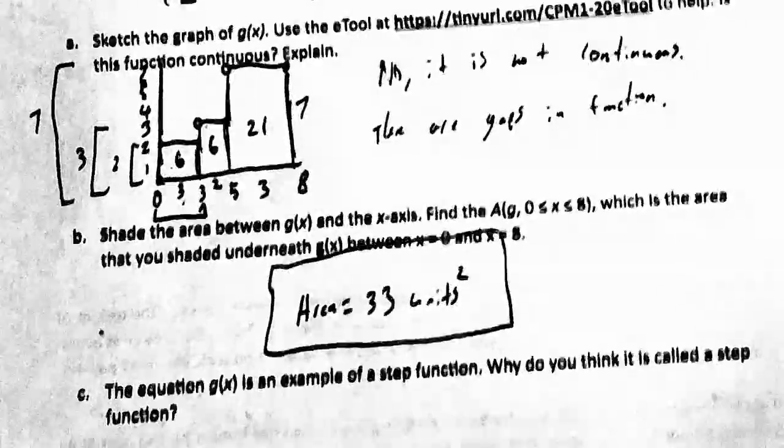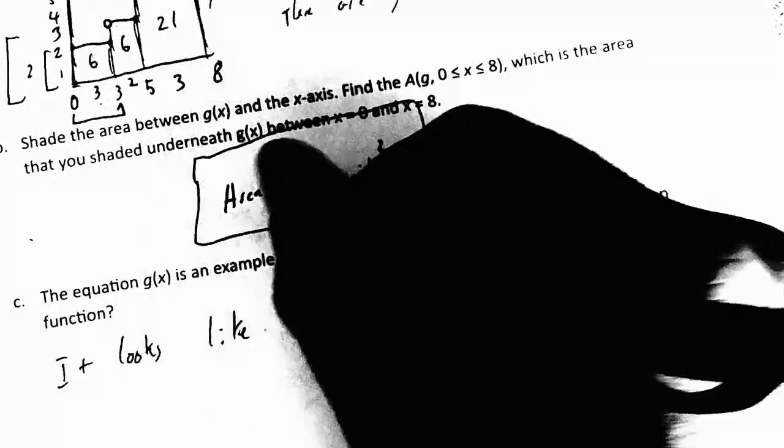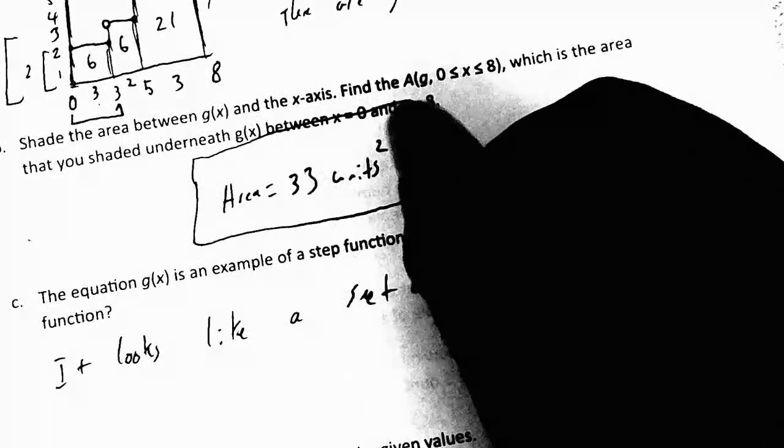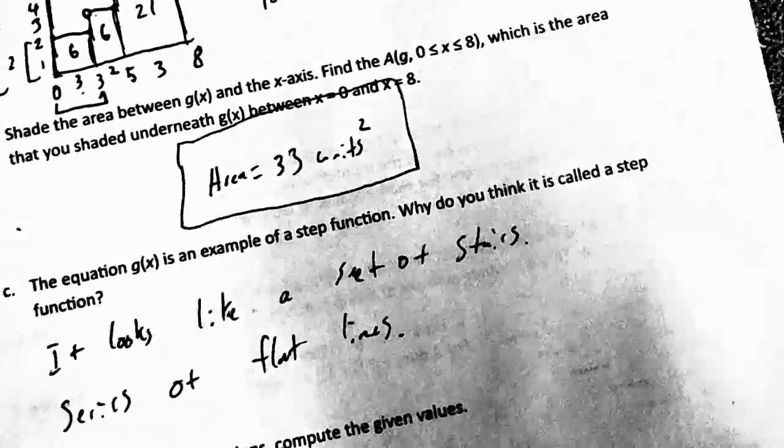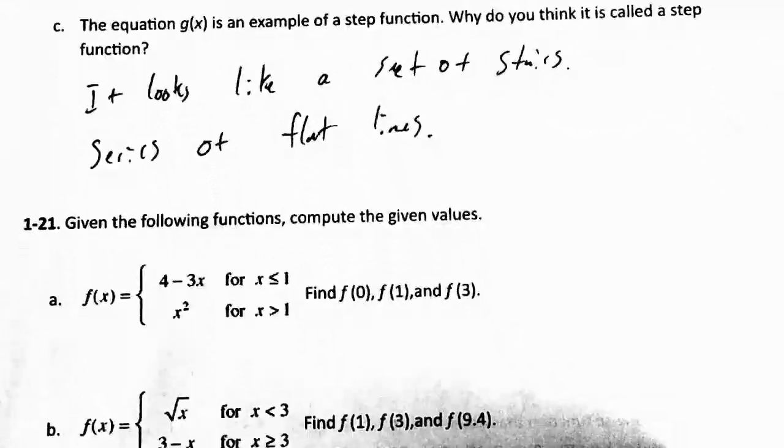g of x is an example of a step function. Why do you think it's called a step function? Well, visually looking at it, for me, it looks like a set of stairs. It's a series of flat lines, like a set of stairs. Okay.